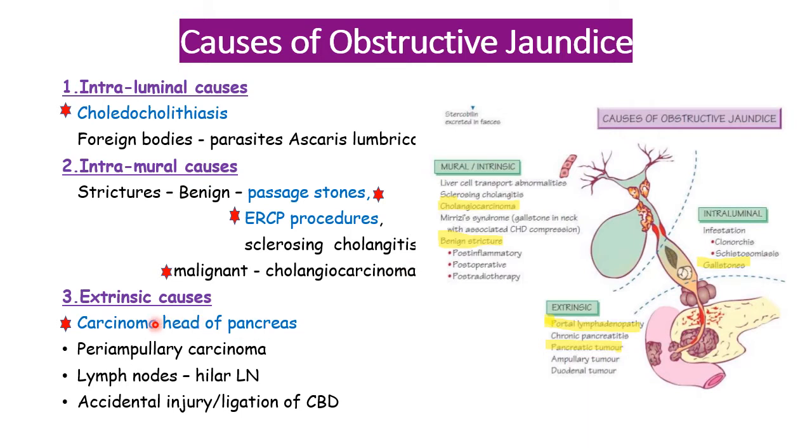The third group of causes will be the extrinsic causes coming from outside the bile ducts. This is usually due to pressure from outside, such as carcinoma head of the pancreas, periampullary carcinomas, and important lymph nodes, especially in the portal and hilar lymph nodes, which can cause pressure on the bile duct and cause jaundice. The other important cause is accidental injury or ligation of the bile ducts during surgery. This diagram here simplifies the various causes that can result in obstructive jaundice.